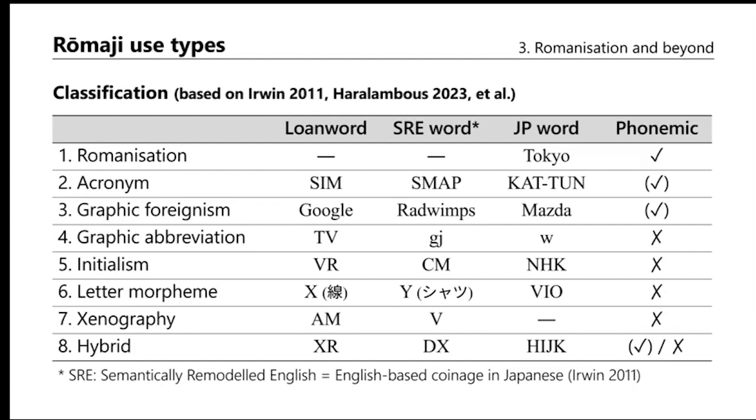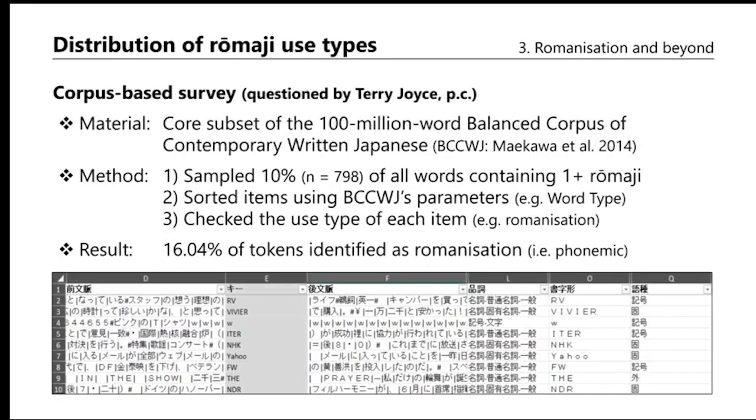So this classification shows you different types of use and different types of mappings represented by those types. How about the distribution? I conducted a corpus-based survey, but yes, in personal communication, our colleague Terry Joyce raised questions about the adequacy of using this particular corpus. So I need to really think about this. But let me talk about it anyway.